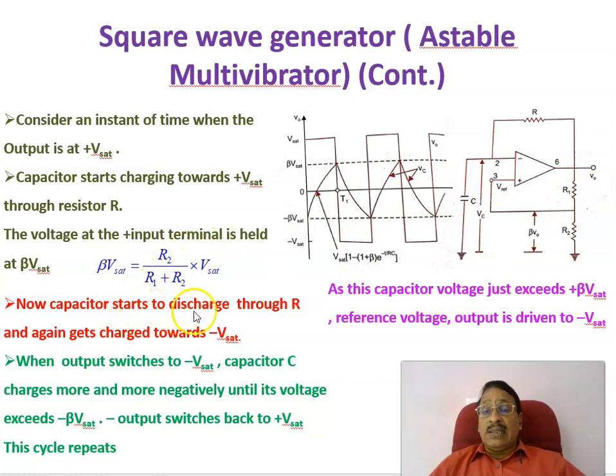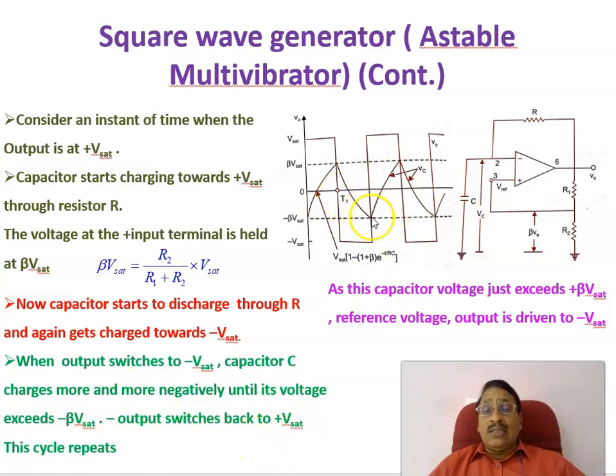Now the capacitor starts to discharge through R, and then gets charged towards minus V sat. When the output switches to minus V sat, capacitor C charges more and more negatively until the voltage exceeds minus beta V sat.